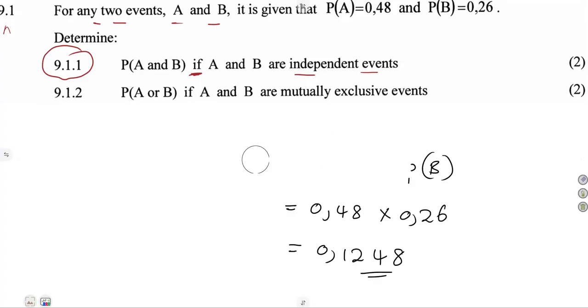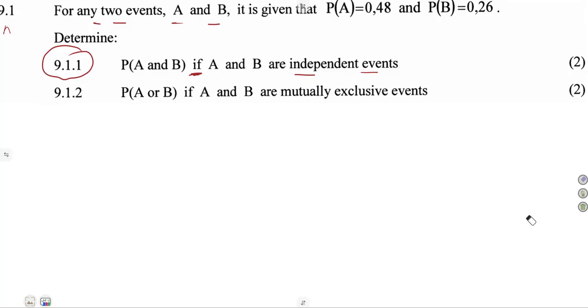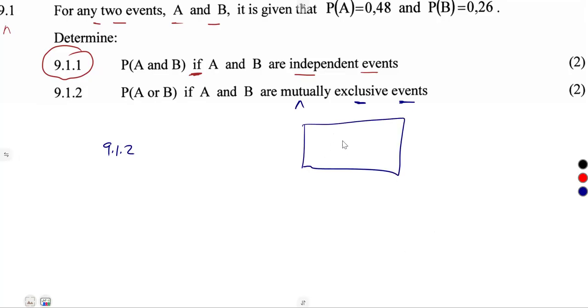Then moving on to another part, which is 9.1.2, the probability of A or B, if A and B are mutually exclusive events. Remember, we dealt with mutually exclusive events, where this one is on its own and the other one is on its own. There is no intersection. The intersection of these two is equal to 0. The number of elements in A intersection B will be equal to 0.